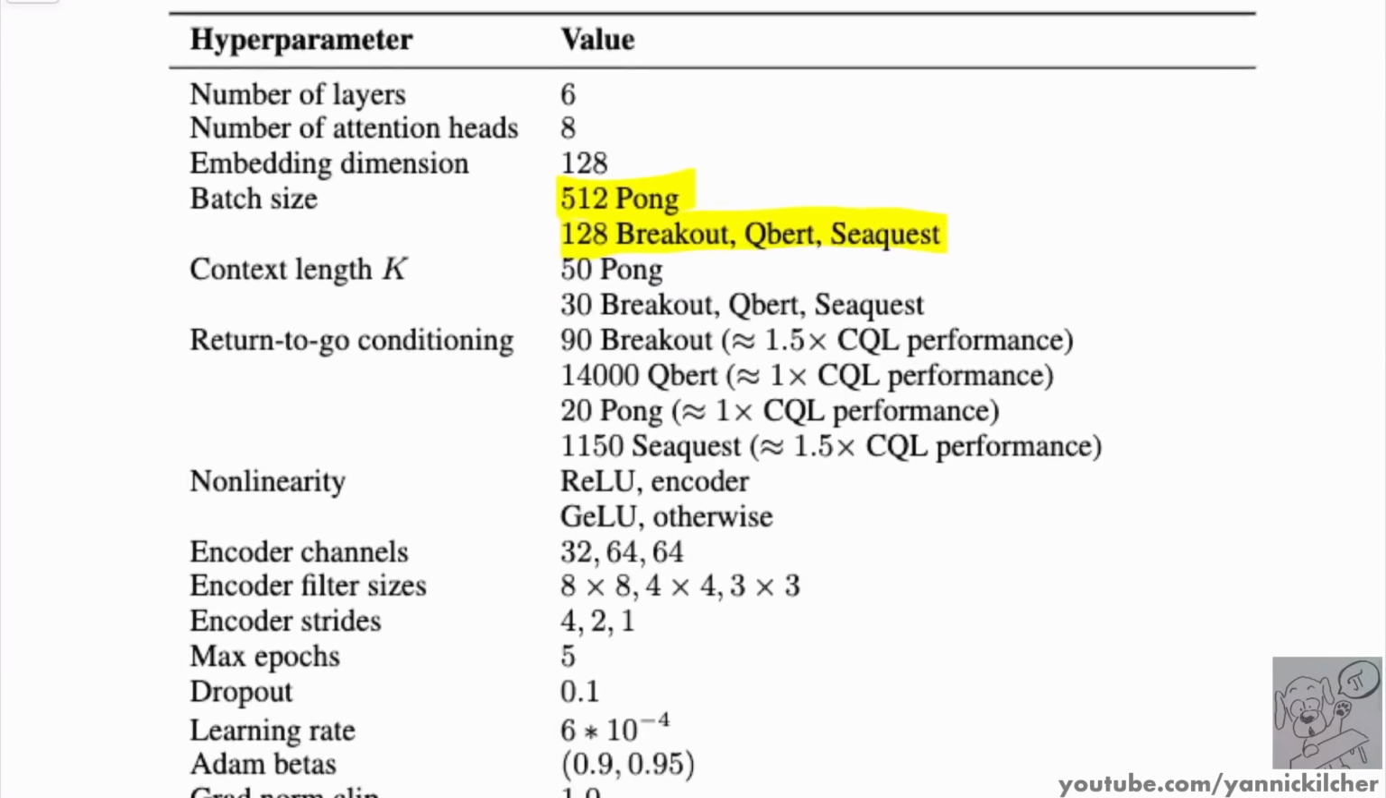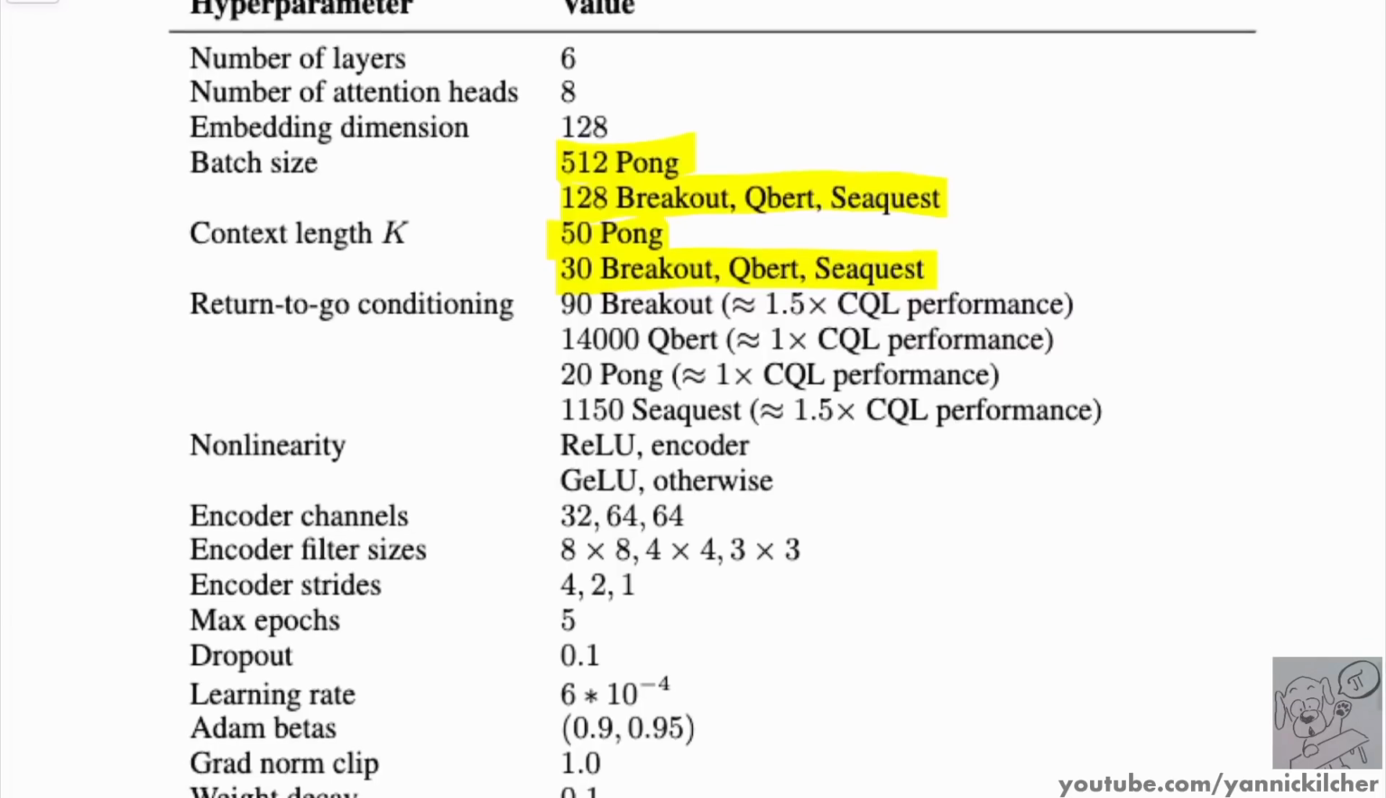We have a context length for these Atari games, but then a different one for Pong, because Pong is actually quite a sparse reward-ish game, okay, compared to these other ones. So they make the context length bigger in order to capture a longer history, because otherwise they couldn't differentiate the agents, and they would need to use TD or some kind of dynamic programming, right?